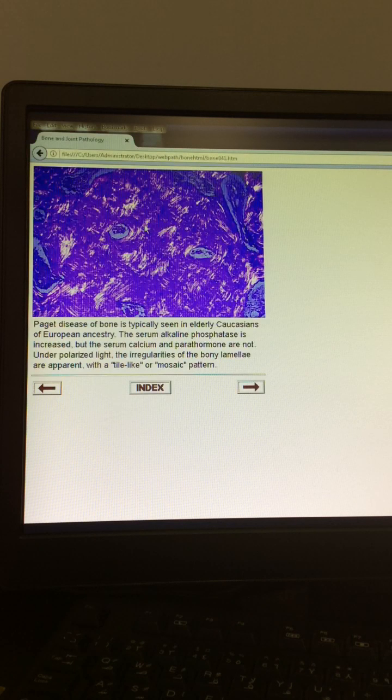Okay, again, this is a picture of Paget disease. Seen under the polarized microscope, here you can see this mosaic or tile-like pattern of growth due to ongoing osteoblastic and osteoclastic function. Clinically, you know that in Paget disease, the alkaline phosphatase level will be elevated in the serum, with normal levels of calcium, phosphate, and parathormone.